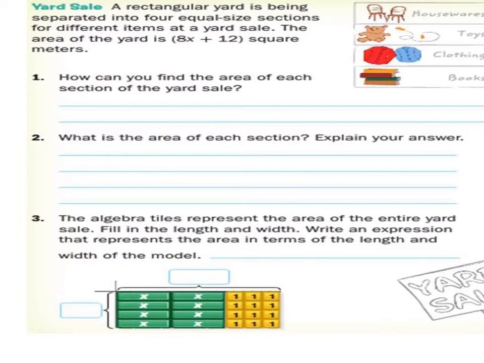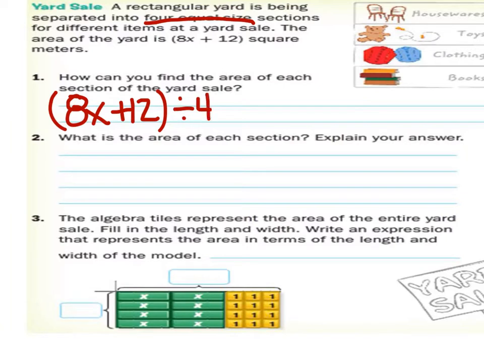Well, here's the problem: it's going to be split into 4 equal parts. So you're going to take the 8x plus 12 and divide it all by 4. The problem is that looks really weird. So if you distribute the 4, this is what you would get: the 8x plus 12, and the only difference is you're going to divide each term by 4.